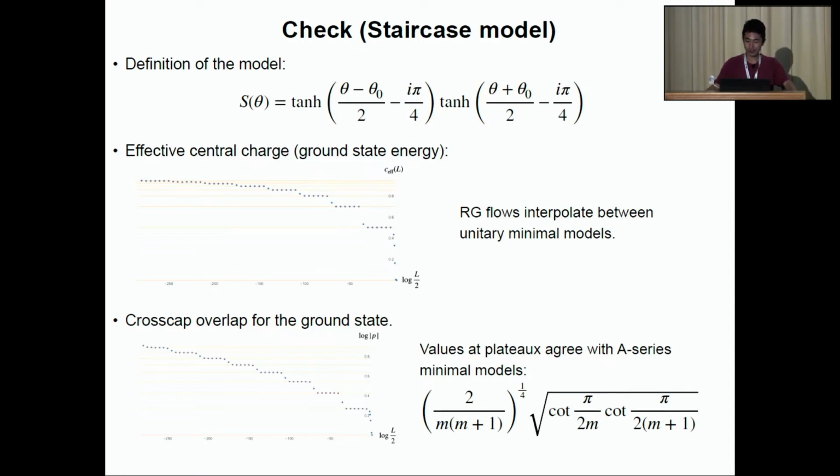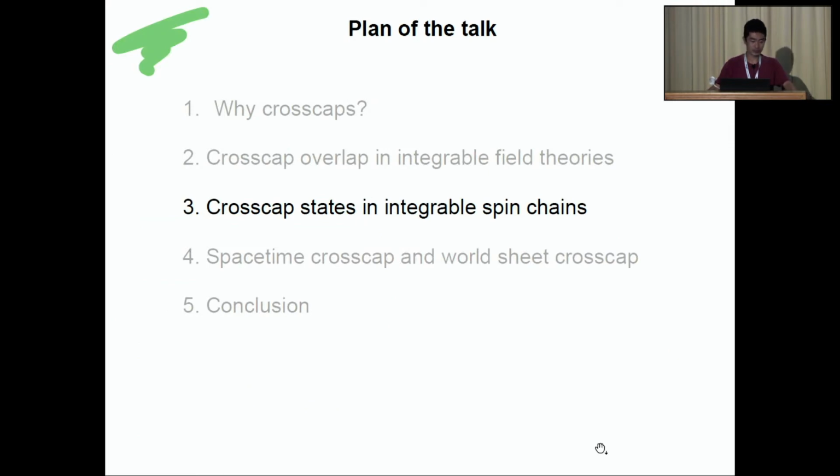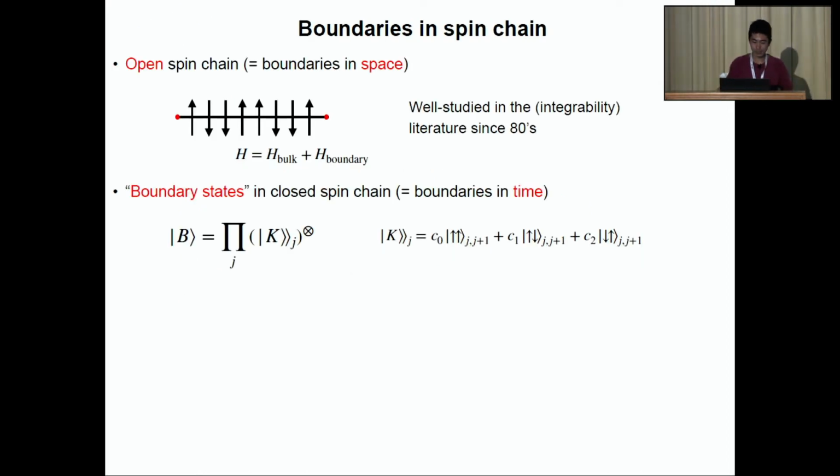Okay, so this was the story for the integrable field theory. Now let me explain how to define crosscap states in integrable spin chains. Before talking about crosscaps, let me go back to boundaries in spin chains. There are two kinds of boundaries people discussed in the context of spin chains. The first is the open spin chain, which corresponds to putting boundaries in space. People have been analyzing this since the 80s, and there have been a lot of works about the integrability of open spin chains.